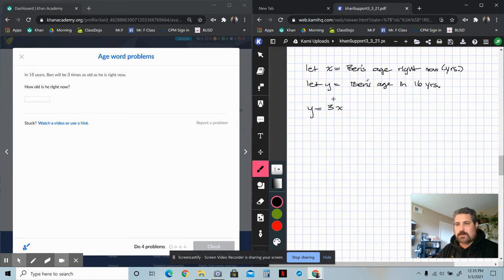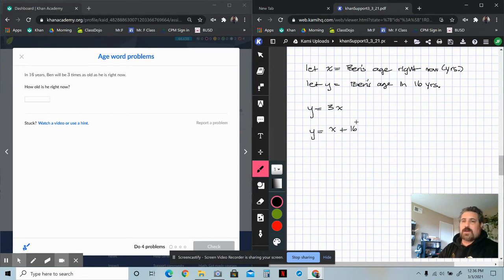But then we also know that in 16 years, he's going to be 16 years older than he previously was, right? So if this is his age right now, X, and his age in 16 years is Y, then isn't it also true that Y must be equal to his current age, X, plus 16? Because these two things must both be true, right? If we let Y equal Ben's age in 16 years, then his age in 16 years must be his age currently plus 16. That makes sense.